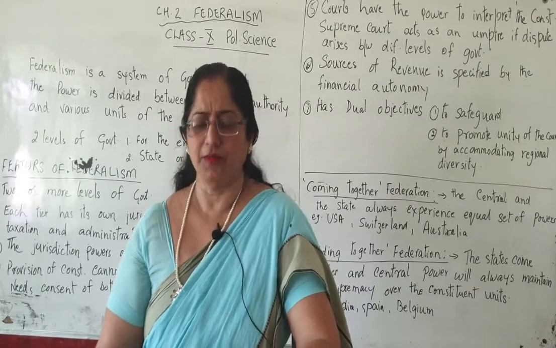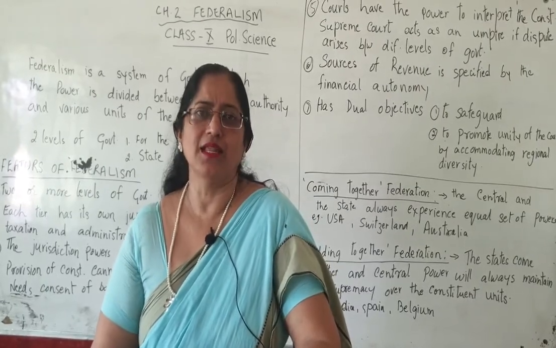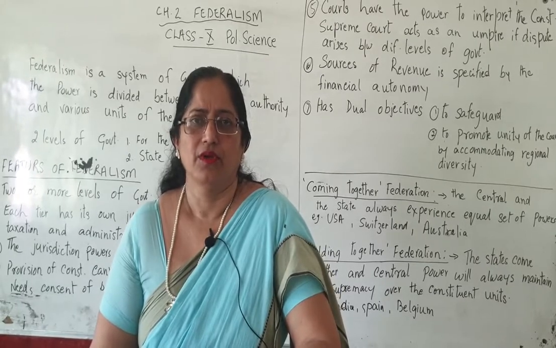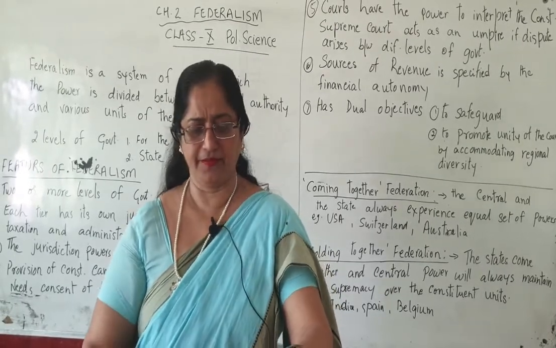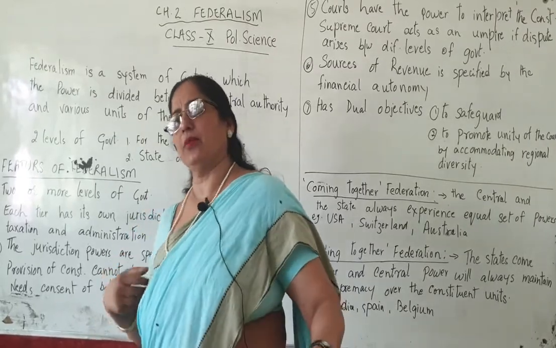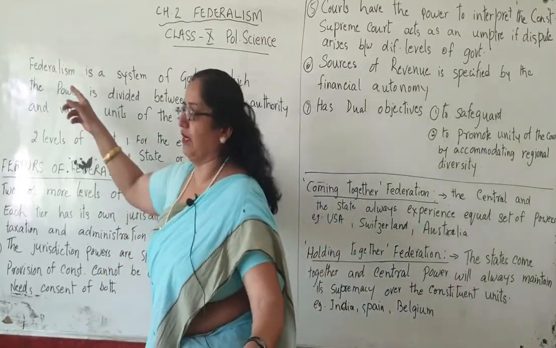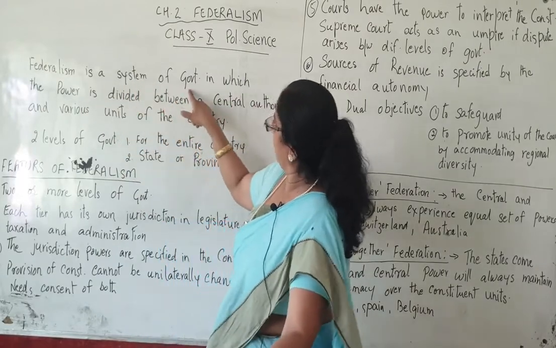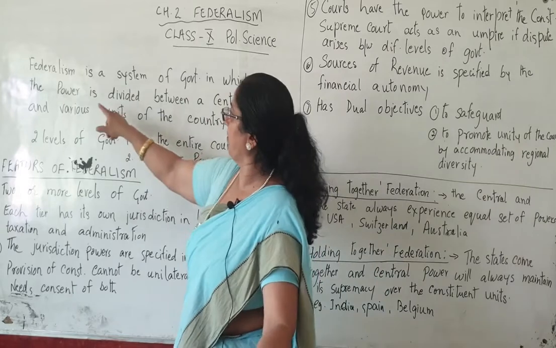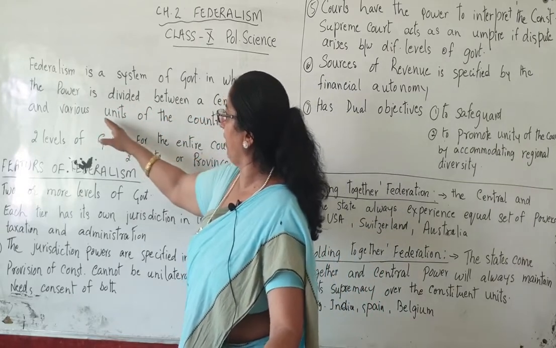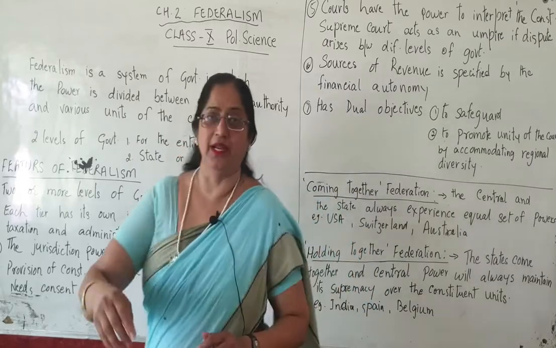In this chapter, we are going to understand the term federalism. Now what is federalism? The first unit in this chapter is what is federalism. I have written here, federalism is a system of government in which the power is divided between a central authority and various units of the country.